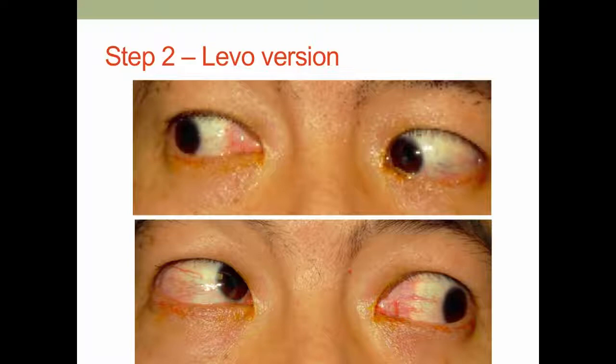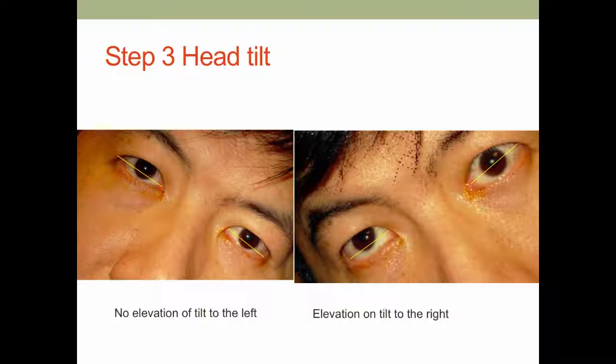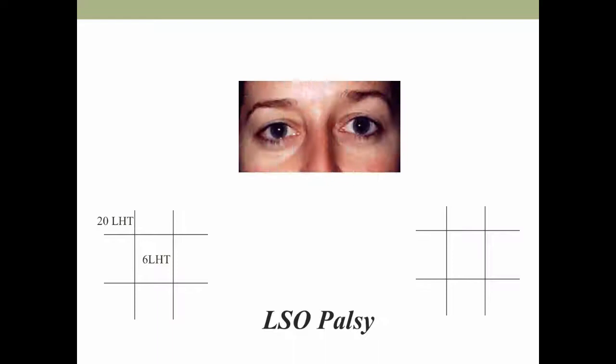And when we tilt the head to the left, there's almost no deviation. And when we tilt it to the right, the eye goes up. So we can do this very rapidly in one quick tilt. And this is a patient of mine who had a left superior oblique palsy.